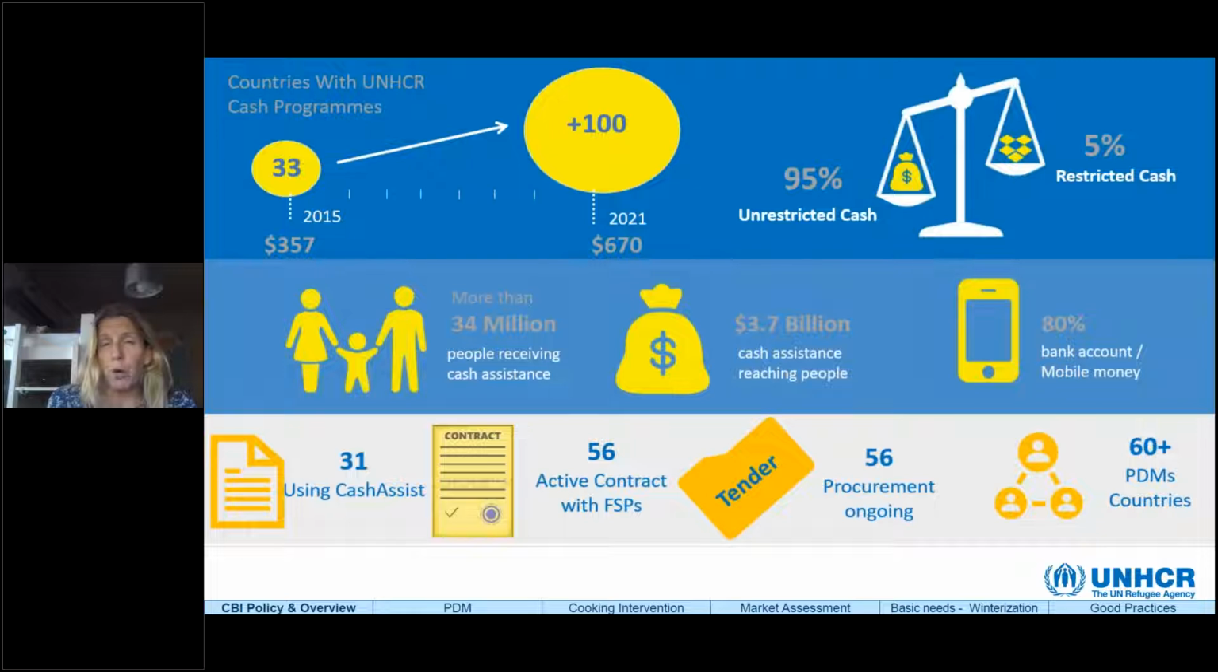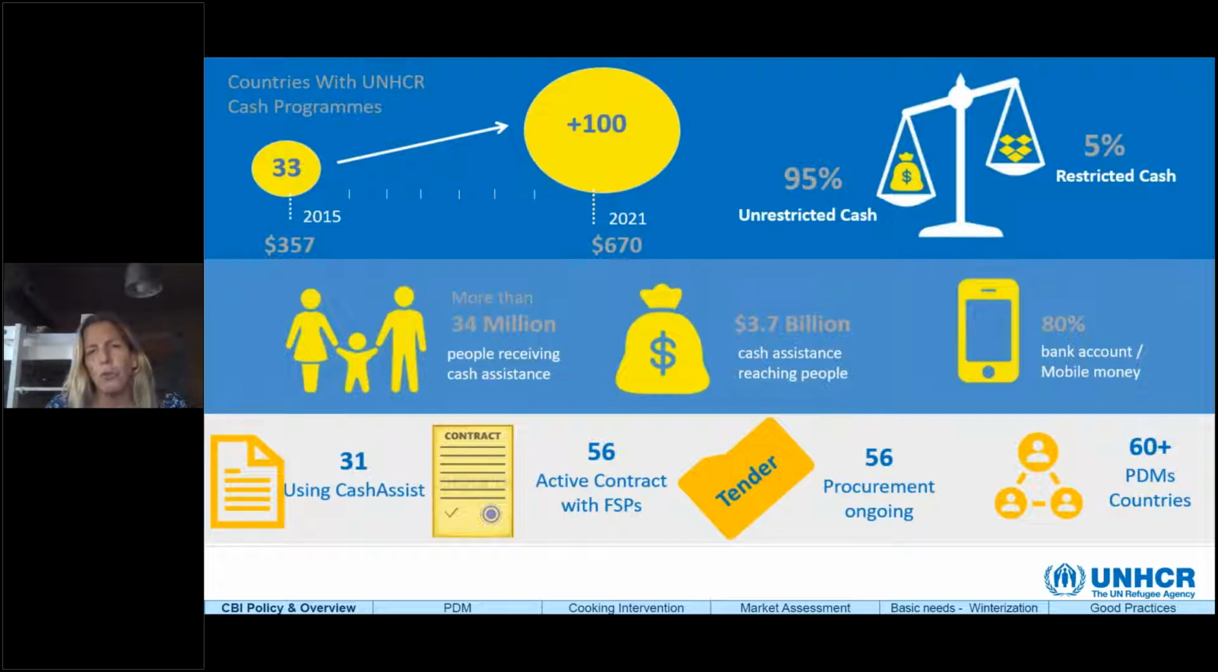This is just an overview of the cash we do. So we've gone from 33 countries to 100 countries in 2021. What we do is we mostly do unrestricted cash. So we give cash for basic needs, and we let the refugees and other persons of concern decide what to use the money for. We have reached some 34 million through 3.7 billion.